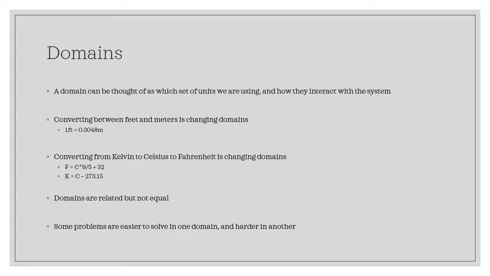A domain is basically a set of units that we're using and then how they interact with whatever system we're examining. And this can be something like converting between feet and meters, which is a conversion between the imperial and the metric system. 1 foot is 0.3048 meters. And they're not equal to each other, but they're related.